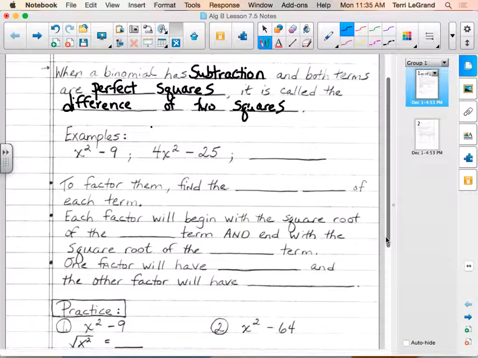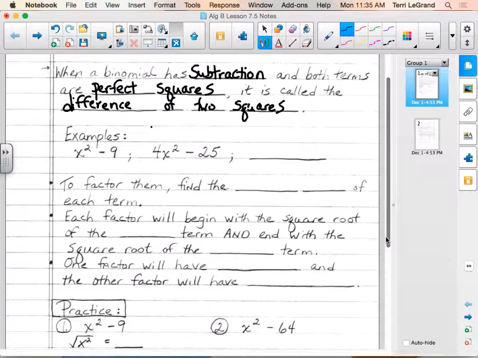Four. 4 is a perfect square. Why? Because the square root of 4 is 2. Something times itself very nicely gets you to that square. So 4 is a perfect square. It is a square because 2 times 2 is 4. Can anybody give me an example of another perfect square now? 25. Because 25 has a square root of 5.